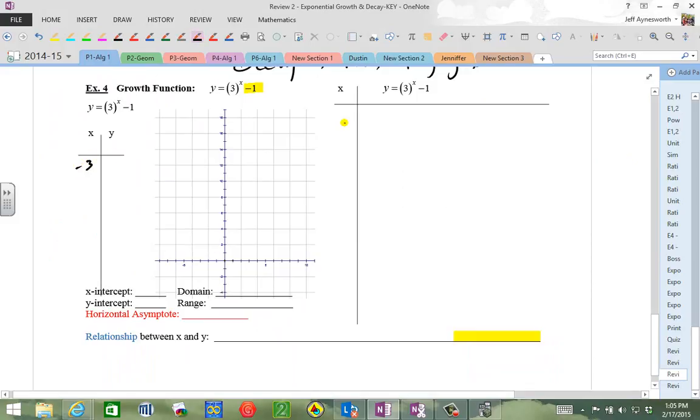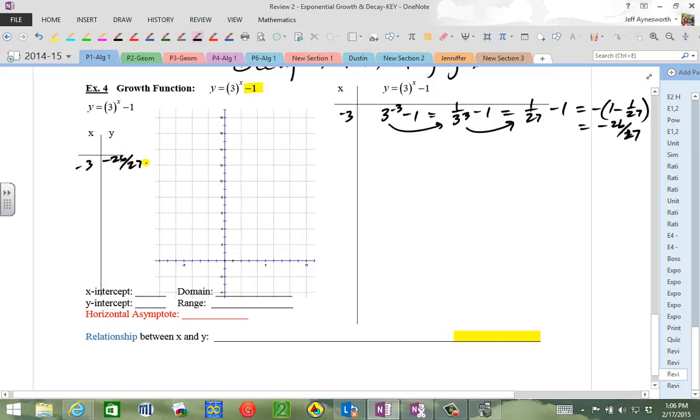So at negative 3, we have 3 to the negative 3 power minus 1. Rewrite 1 over 3 cubed minus 1. Rewrite 1/27 minus 1. And this is a negative number, so it's negative, whatever 1 minus 1/27 is, right? And that's just negative 26/27ths. So my first point on the graph is a number very close to negative 1. It's negative 26/27ths. All right, this is a negative number here, so you've got to have a negative sign. Small minus big, this is small, this is bigger. Small minus big is always negative.